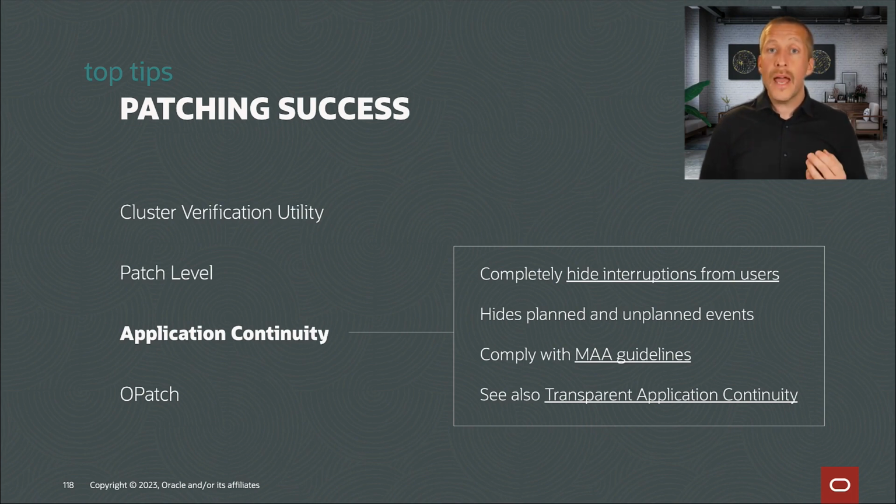Also, implement application continuity. It is a really good way of hiding both planned and unplanned events from your end users. Again, here I'll refer to the maximum availability architecture. They have really good examples on how to implement either application continuity or transparent application continuity.